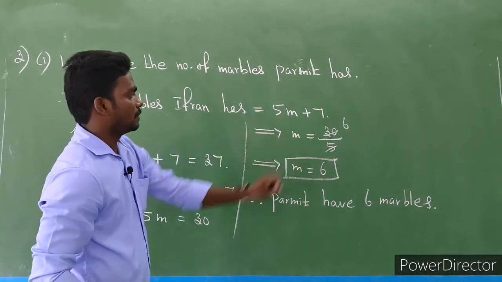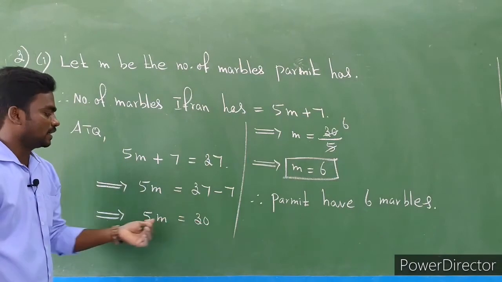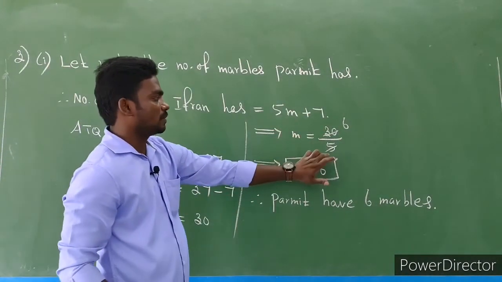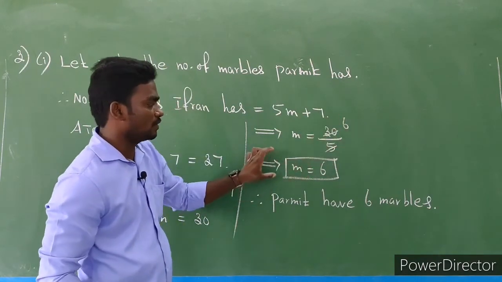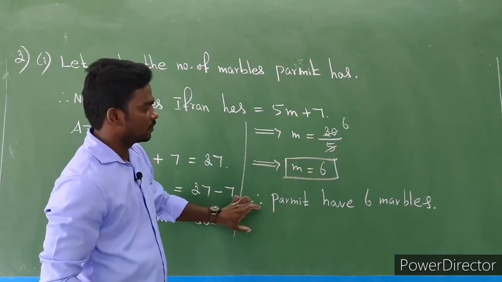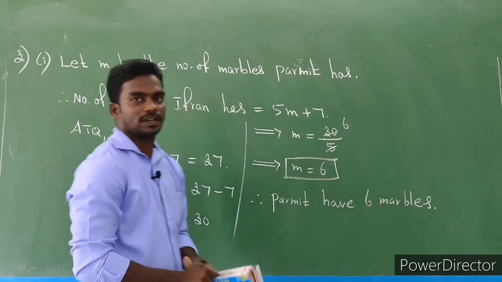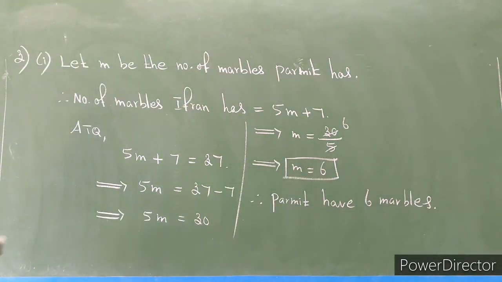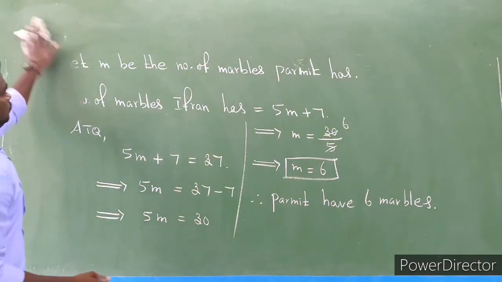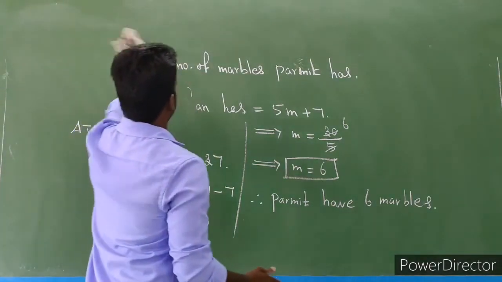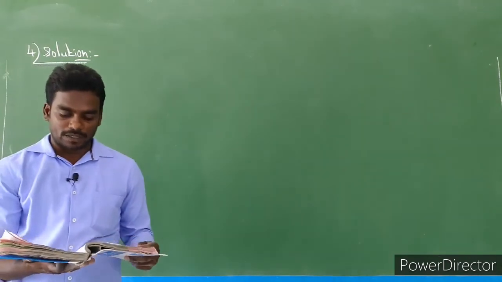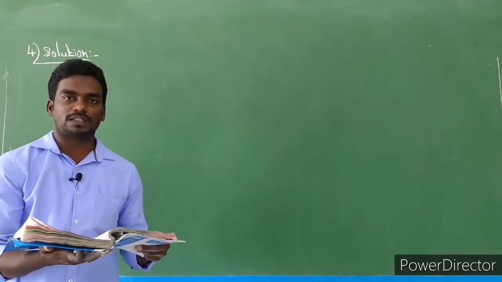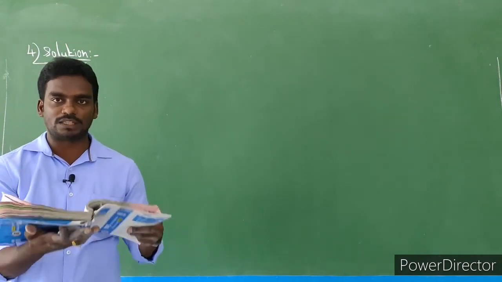Implies that m is equal to 30 on the right side and 5 is transposing to division on the right side. So 30 divided by 5 is equal to 6. So the value of m is equal to 6. Therefore Parmet has 6 marbles, right? So in our third pattern, the second and third Roman are your homework sums.